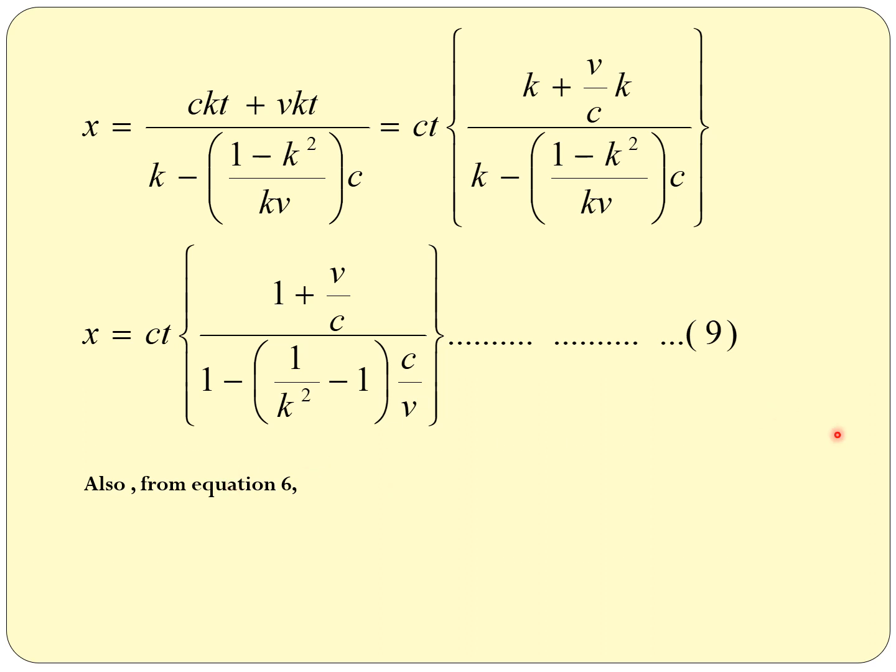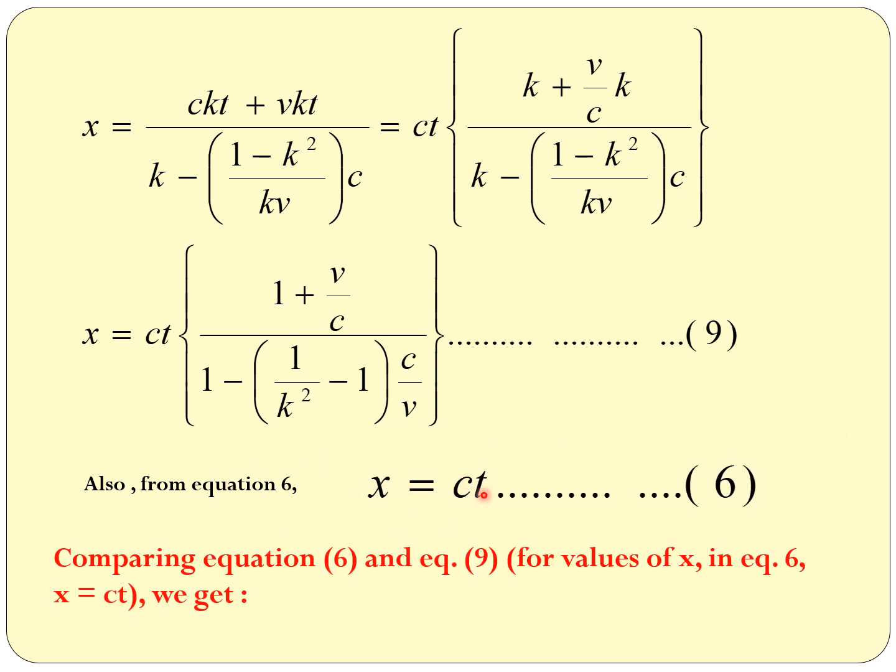But equation 6 was x equal to c into t. As we saw in the last slide, in the S frame the distance x equals c into t, the velocity into time. Equation number 6 and 9 are comparable only when the term in the big bracket is 1, then only these equations are the same. So x equal to ct into something, x equal to ct, so this whole term should be 1, then we will have x equal to ct.